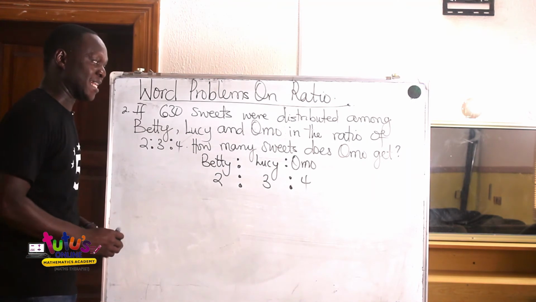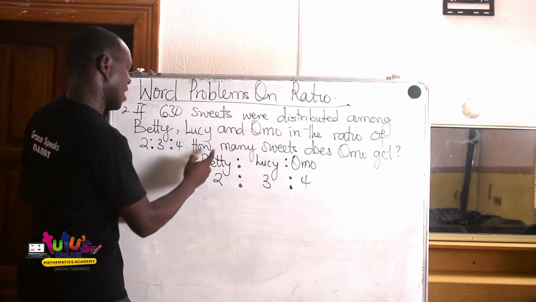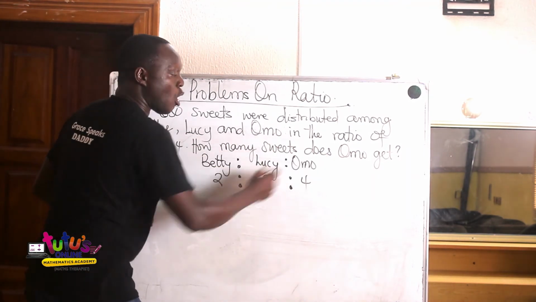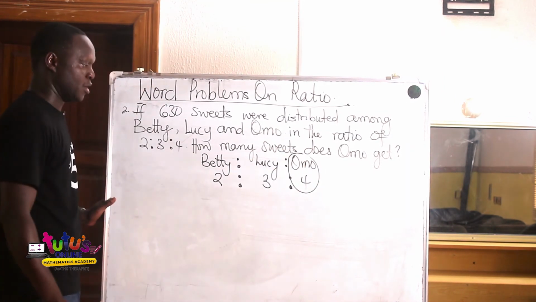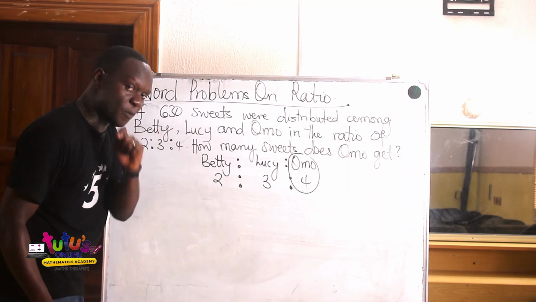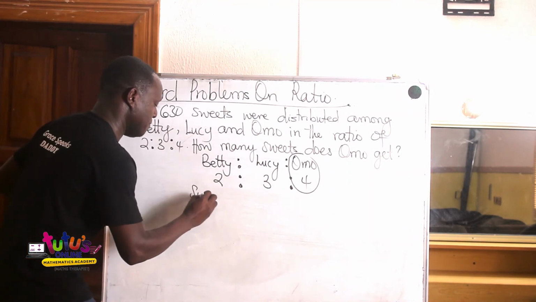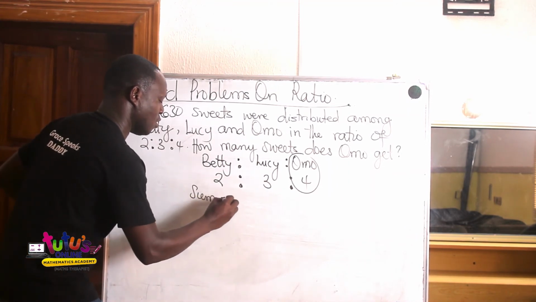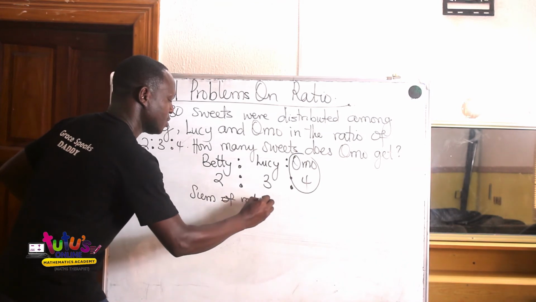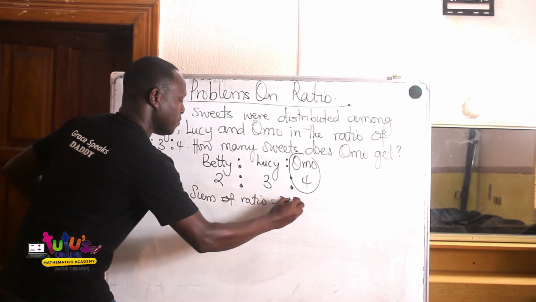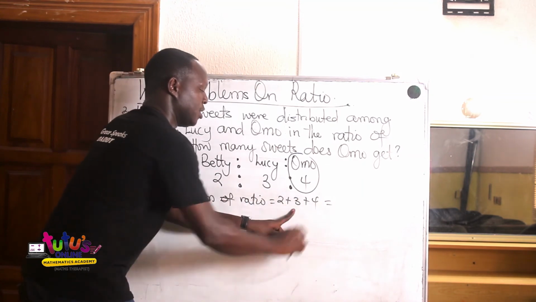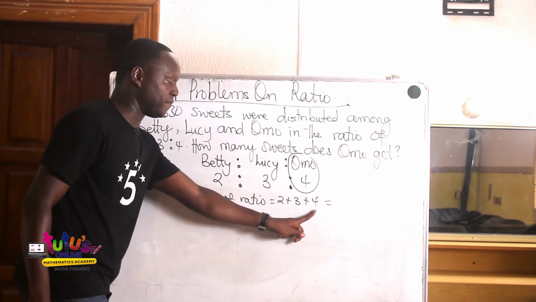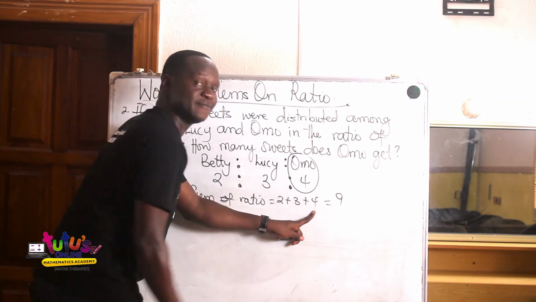The question says, how many sweets does Omo get? We are looking for Omo's share. So what's the first thing you do? Find the sum of ratio. So our sum of ratio gives us 2 plus 3 plus 4. 2 plus 3 gives us 5. 5 plus 4 is 9.